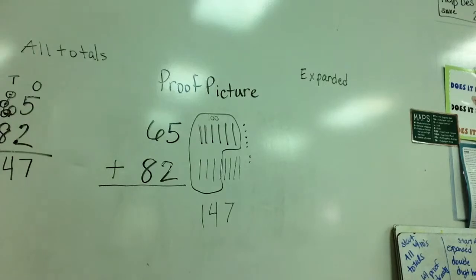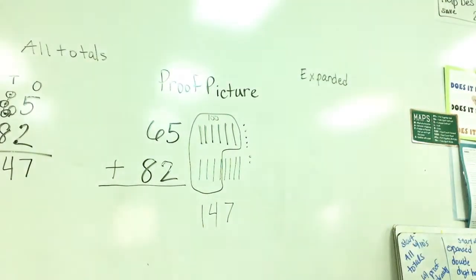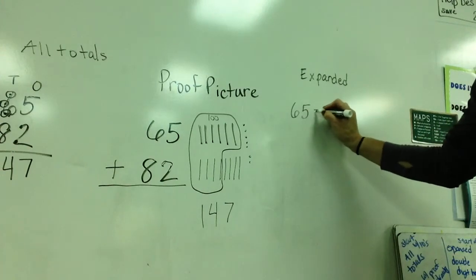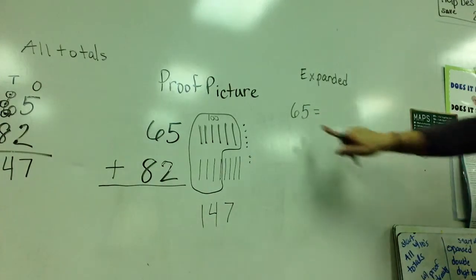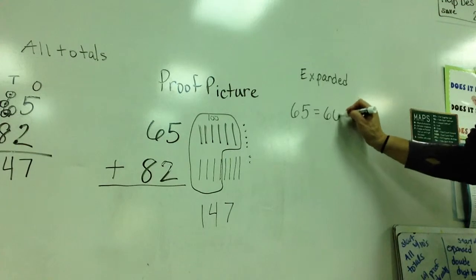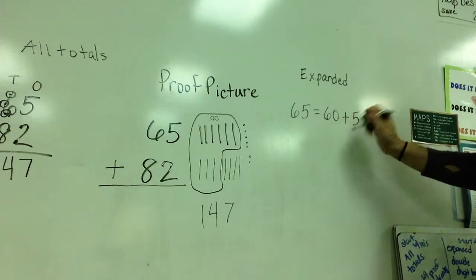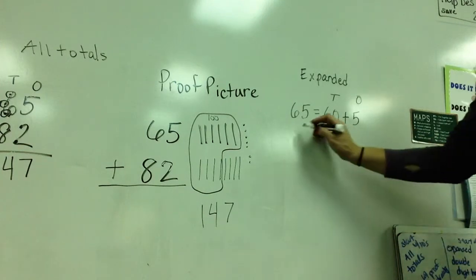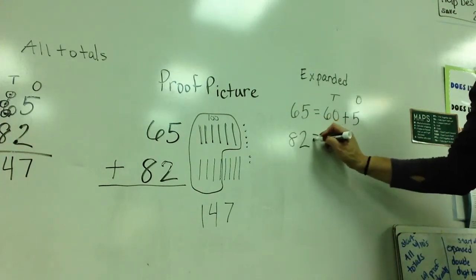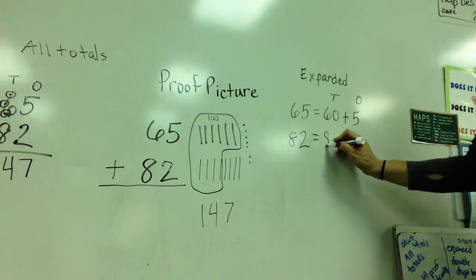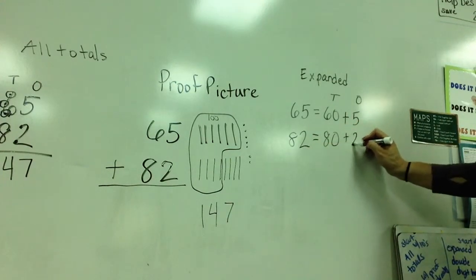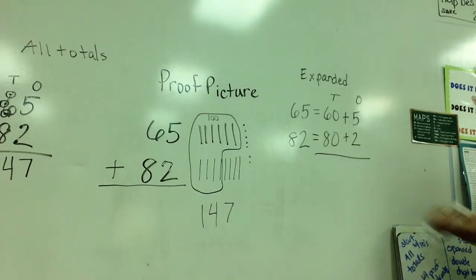Let's come over to the expanded form and let's do it this way too. So we have 65. We're going to write that number in expanded form. 65 is made of 60 plus 5. 6 tens, 5 ones. Our other number is 82. 82 is made out of 8 tens, which is 80, and 2 ones. I can add these together using the expanded forms.